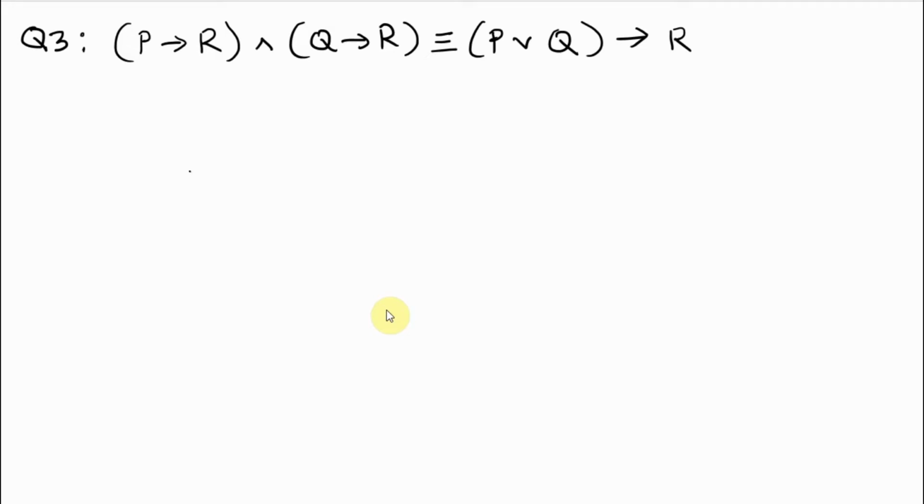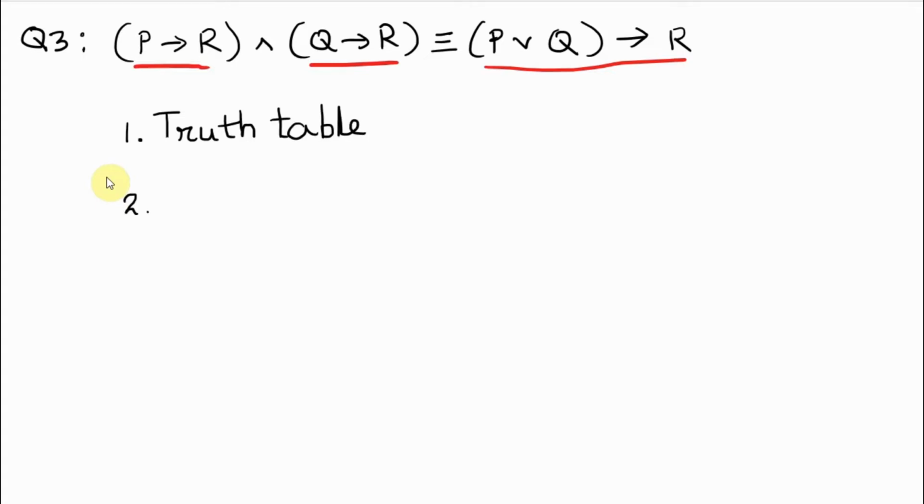In this video, we are going to solve a propositional logic problem. The question is, prove the logical equivalence of P implies R and Q implies R, equivalent to P or Q implies R. To prove this logical equivalence, we will use two methods. One is using a truth table and the second is the algebraic method.